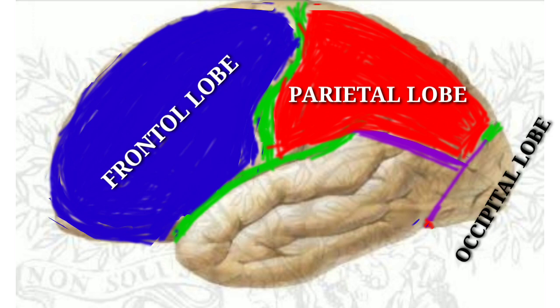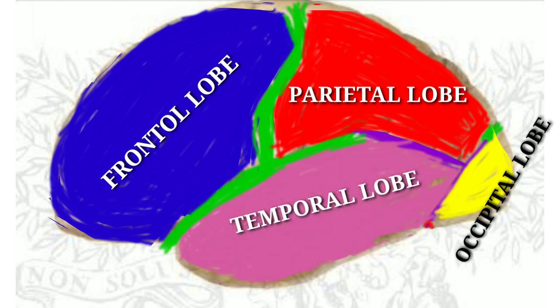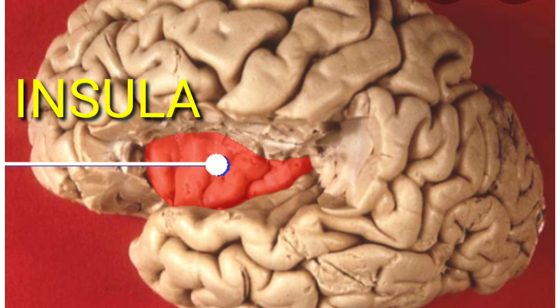The occipital lobe lies behind the vertical imaginary line. The temporal lobe lies below the posterior ramus of the lateral sulcus and its extension. It is limited behind by the lower part of the vertical line. Next we see about the fifth lobe, that is insula or island of Reil.